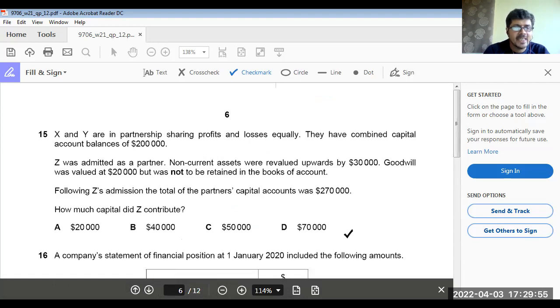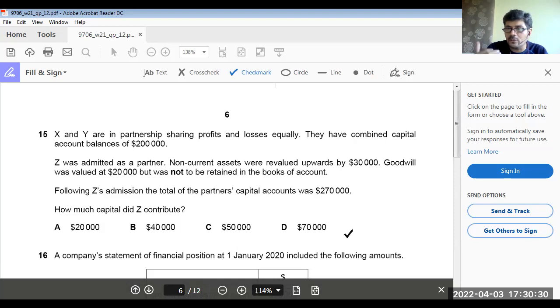Next. X and Y are in partnership sharing profits and losses equally. They have a combined capital account balance of 200,000. Z was admitted as a partner, and a non-current asset was revalued by 30,000. Goodwill was valued at 20,000 but not to be recorded and retained in the books of account. Following Z's admission, total partners' capital was 270,000. So total new capital is 270,000. Old capital 200,000 minus 30,000 revaluation.